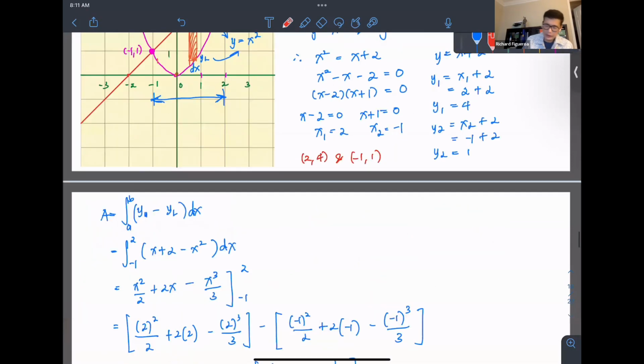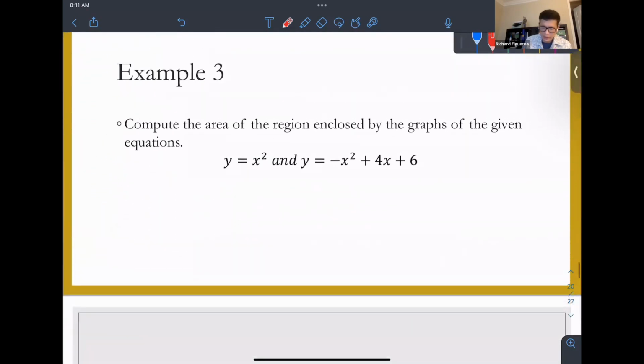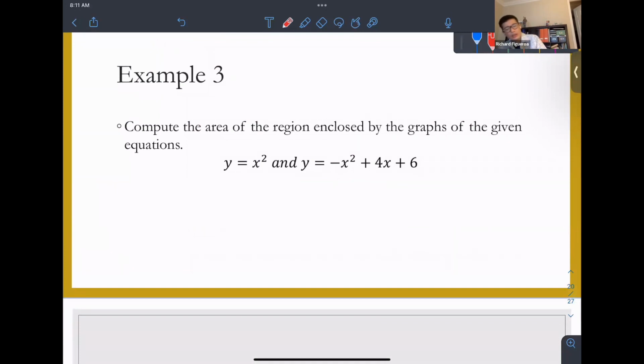So let's proceed with the third example. We are asked to compute the area of the region enclosed by the graphs of the given equations. So we have y equals x squared, similar with the previous parabola. But the next one, we have y equals -x squared plus 4x plus 6.